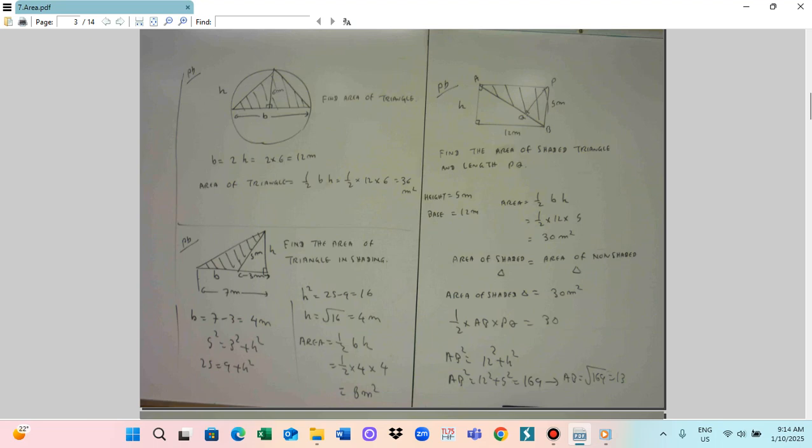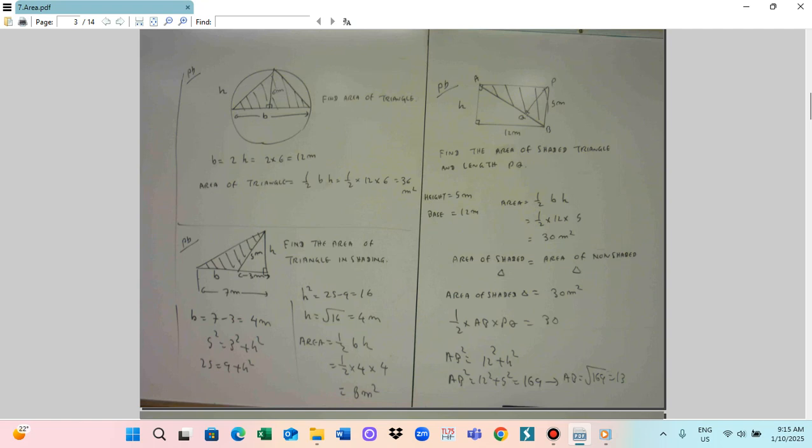It's equal to half multiply B multiply H. So half multiply base, you can calculate, is 4. H is also 4. You get 8 meters square. So by the way, you can calculate the area of the triangle in the shaded area.